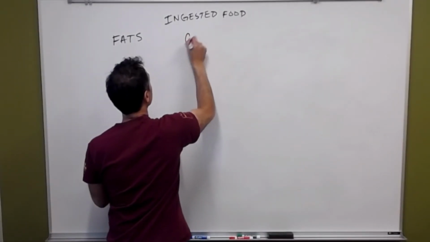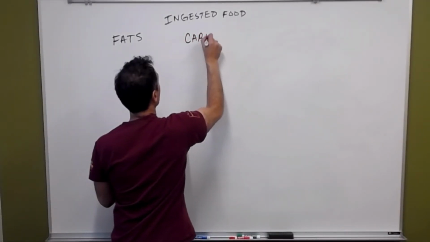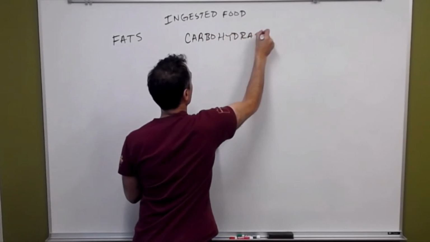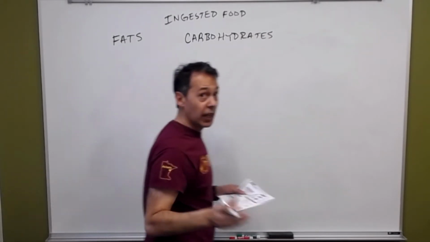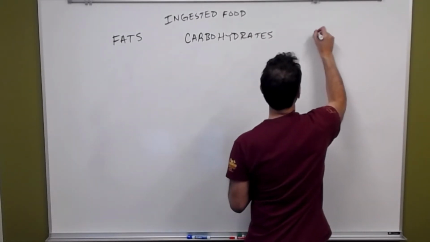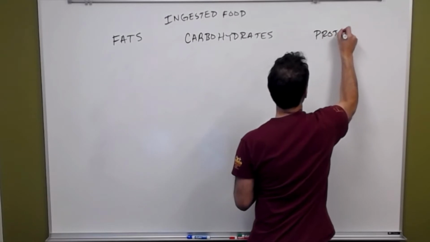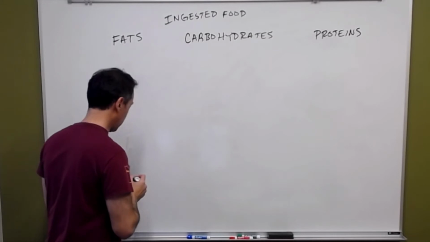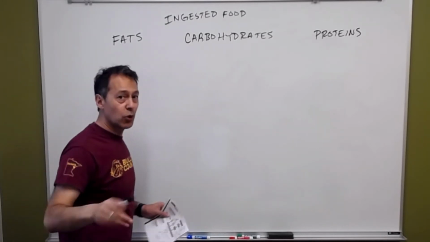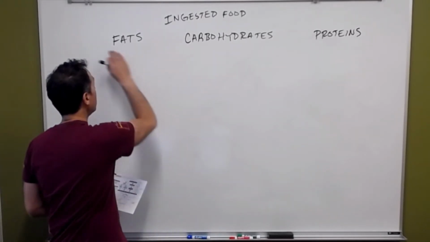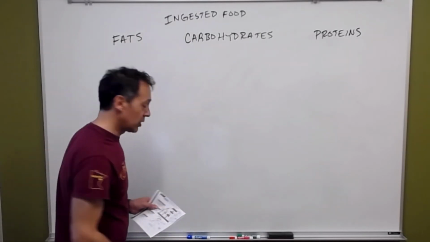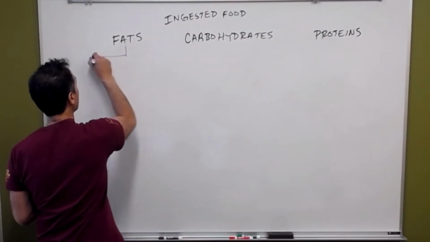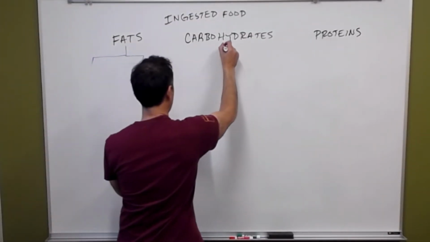carbohydrates, and proteins. Fats, carbohydrates, and proteins. And these are too big to be absorbed in your small intestine. So in your mouth and in your stomach, we're going to break these things down. And so all of these will get broken down into smaller things.